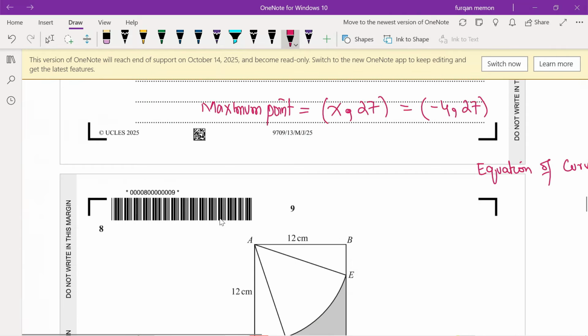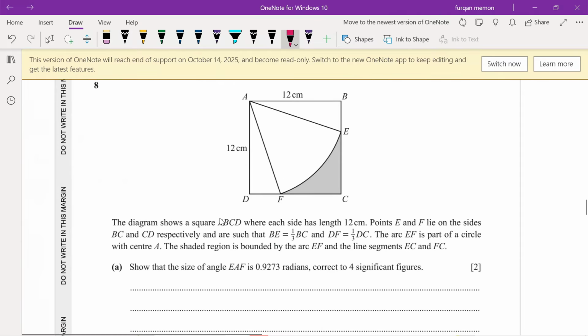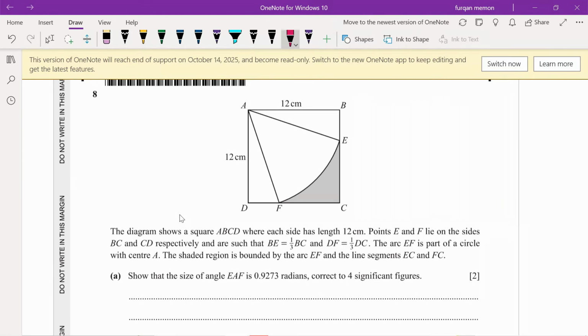Now let's move to question number 8, which says that the diagram shows the square ABCD. This is the square ABCD where each side has a length of 12 centimeters. So we can say that AB equals BC equals CD equals AD, which is 12 centimeters.